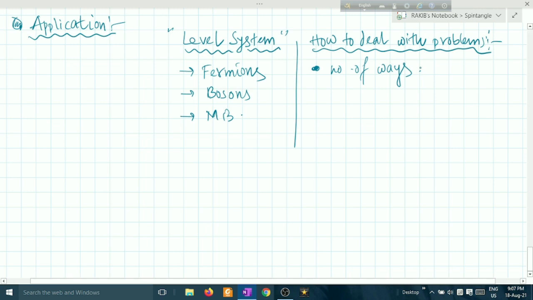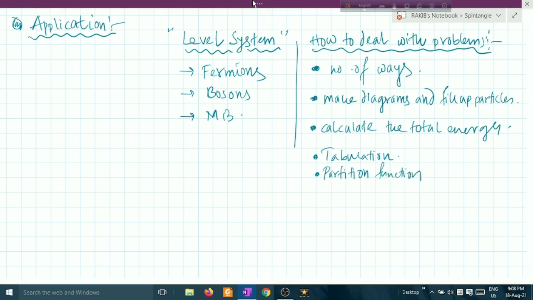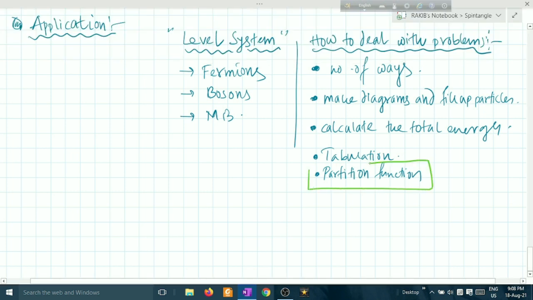First of all you have to calculate the number of ways, then make diagrams and fill up particles. In the third step, calculate the total energy. In the fourth step, make a table, a tabulation, and in the very last step the partition function is asked. These are the intermediate steps of calculating partition functions.